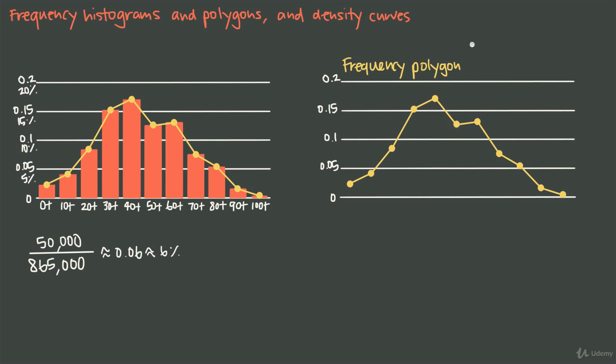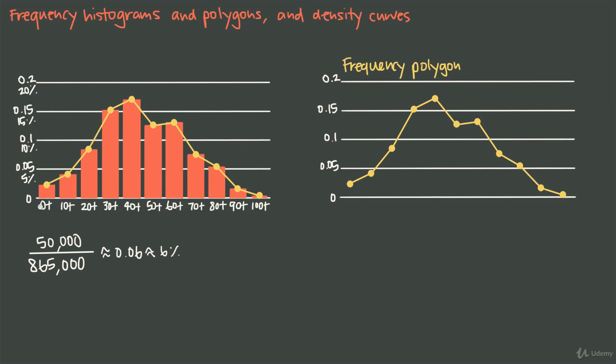And the reason a frequency polygon is important is because sometimes if we have, for example, a perfectly triangular frequency polygon or a perfectly rectangular frequency polygon, we can use simple geometry to find the area under the frequency polygon over a certain interval. Now here's where we go from a histogram or a frequency polygon to a density curve.